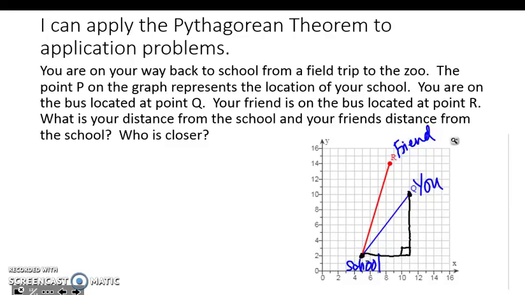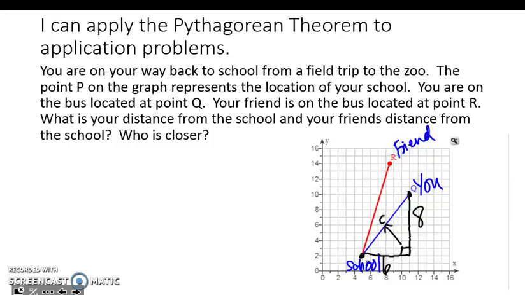So 1, 2, 3, 4, 5, 6 on the bottom, and 1, 2, 3, 4, 5, 6, 7, 8 along the side. Now I'm not going to do the math for you because you're going to have to do that problem on your own, but I'm going to get it set up for you so that you can then figure out the distance. So the distance that you are is going to be, you're finding C there.